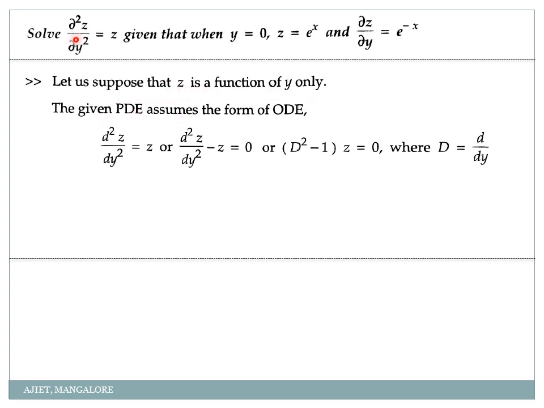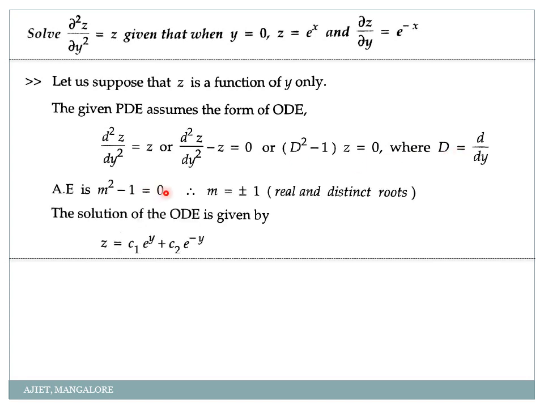Then my partial differential equation gets reduced to an ordinary differential equation: d²z/dy² = z. Taking z to the other side, d²z/dy² − z = 0. Take z common: (D² − 1)z = 0. What are the roots now? The auxiliary equation is m² − 1 = 0. Taking minus 1 to the other side, it becomes plus 1, so m = ±1. The roots are real and distinct.